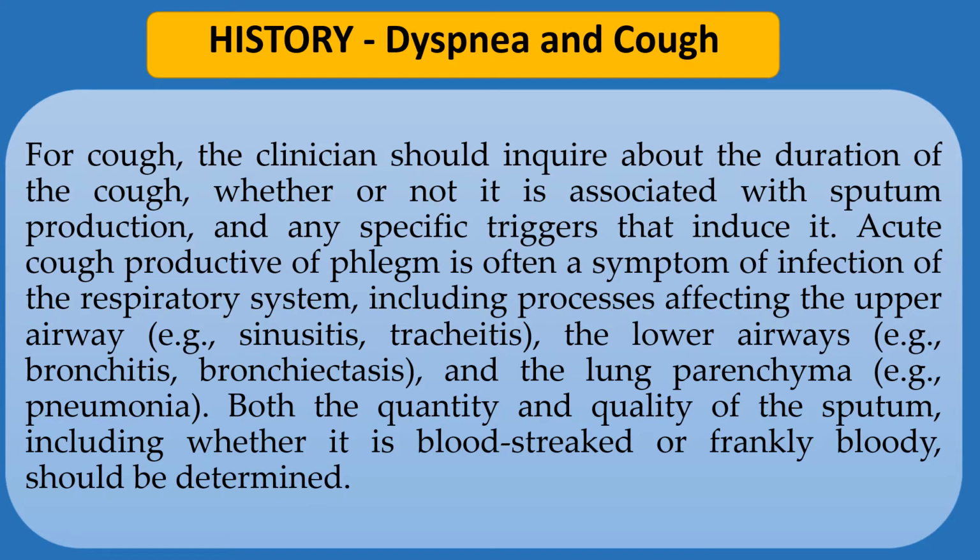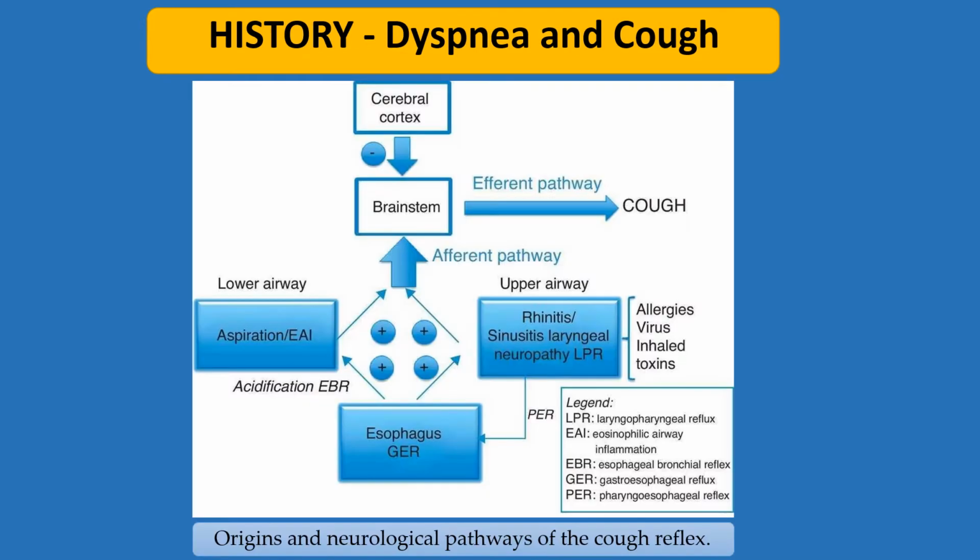For cough, the clinician should inquire about the duration of the cough, whether or not it's associated with sputum production, and any specific triggers that induce it. Acute cough, productive of phlegm, is often a symptom of infection of the respiratory system, including processes affecting the upper airways, for example, sinusitis, tracheitis, the lower airways, for example, bronchitis, bronchiectasis, and the lung parenchyma, for example, pneumonia. Both the quantity and quality of the sputum, including whether it's blood streaked or frankly bloody, should be determined.